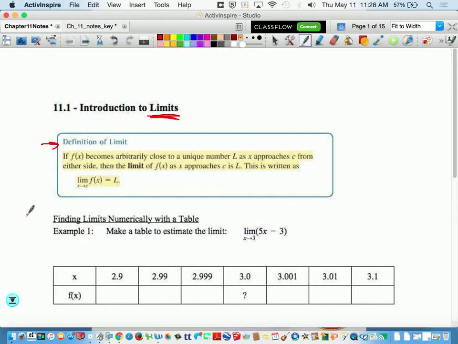When you read the definition, there's some stuff in there. It talks about if a function, f of x, becomes arbitrarily close to a unique number. So if I had everybody put something into the function and then we started seeing all of the answers, and we're getting really close to a certain number, then we would call it the limit. This is read, the limit as x approaches c of some function equals L. But it's all about as the outputs get close to something. So we're going to look at this one.